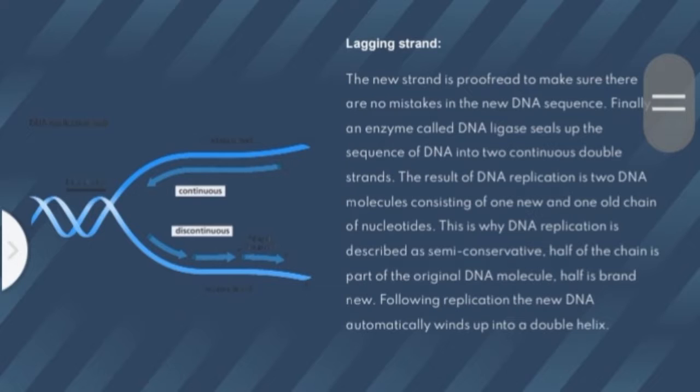The result of DNA replication is two DNA molecules consisting of one new and one old chain of nucleotides. This is why DNA replication is described as semi-conservative. Half of the chain is part of the original DNA molecule, half is brand new. Following the replication, the new DNA automatically winds up into a double helix.